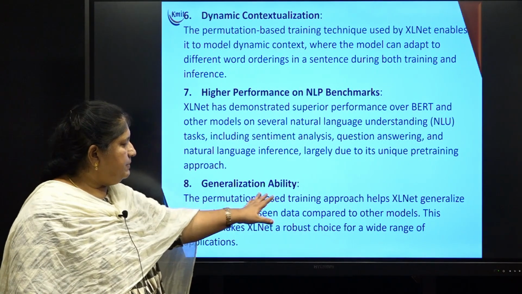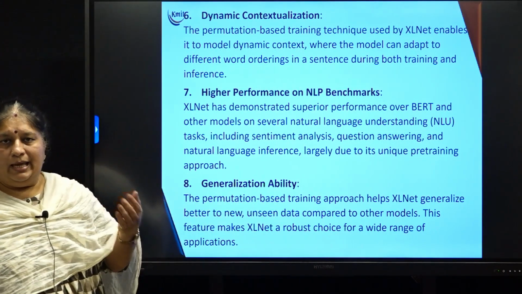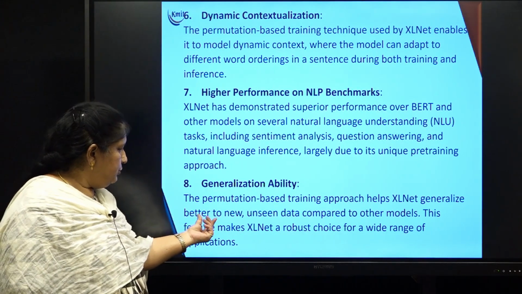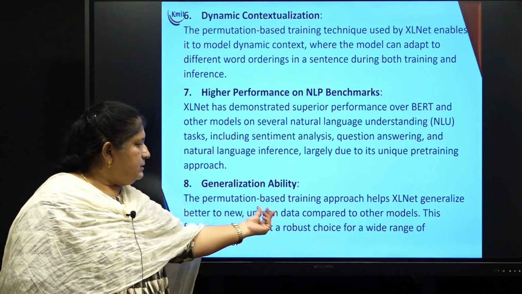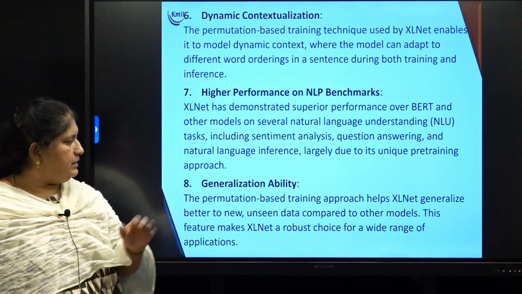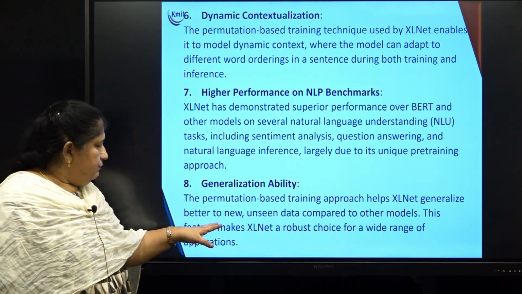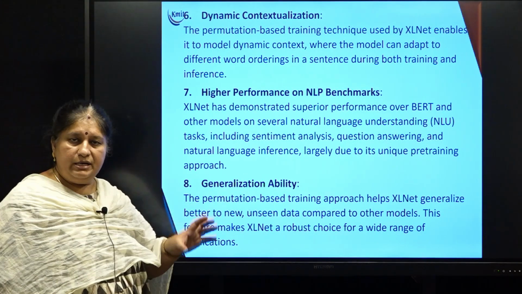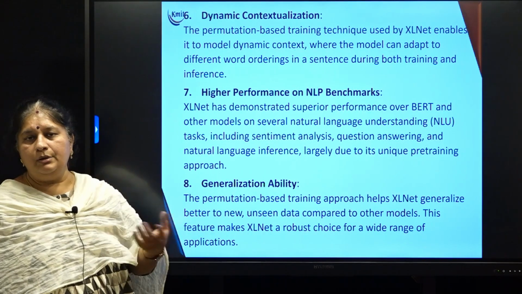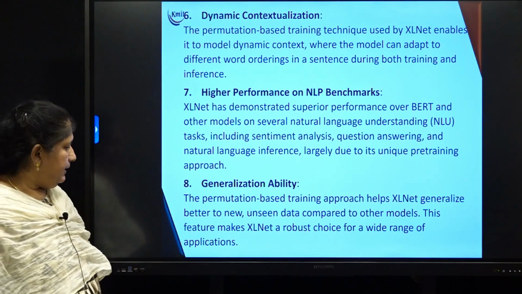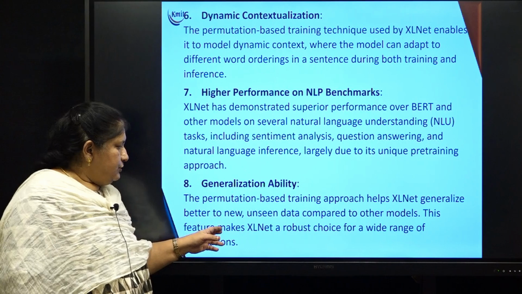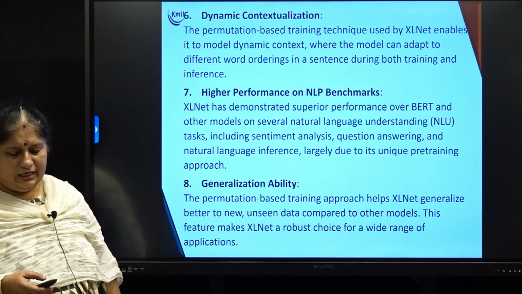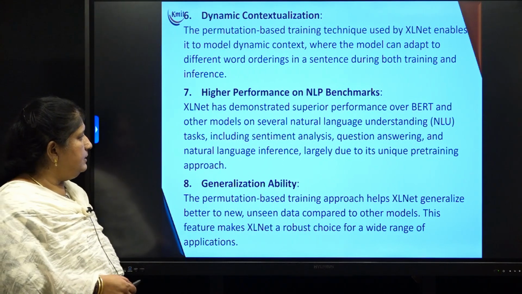Generalization ability. The permutation-based training approach helps the XLNet model generalize to new as well as unseen data compared to the rest of the models. Even if you get new data, it can try to adjust to that and take the inferences from the data. Because of this, XLNet is a robust choice for various applications of the natural language understanding domain.